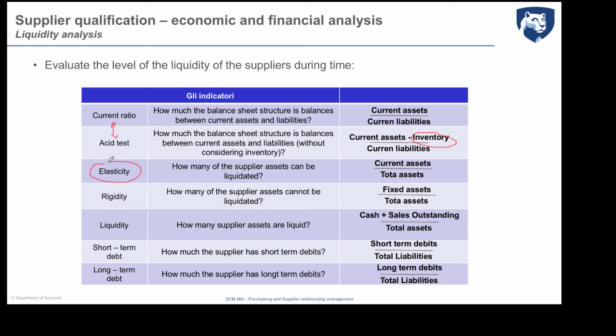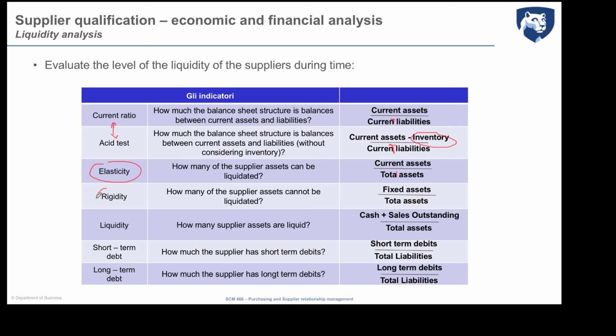The elasticity index instead, sorry, here there are a lot of typos, I will fix them. This is current and also here, but anyway, this instead elasticity measures how much of the total assets are current assets. So how many of the supplier assets can be liquidated in the short term? Because again, current assets are all the assets that can be liquidated in the short term. So if it is 30%, it means that on the total assets, 30% are current. So can generate cash in this current year.